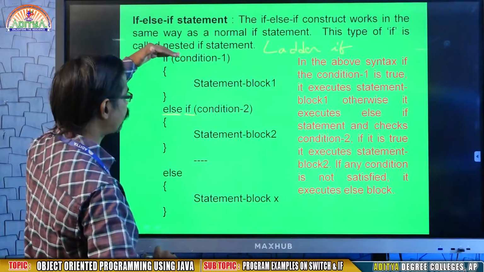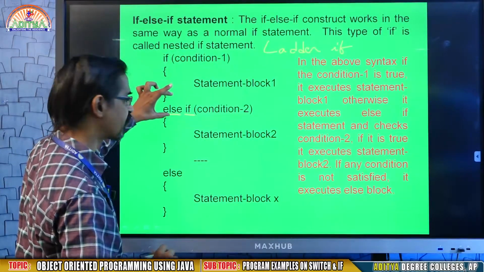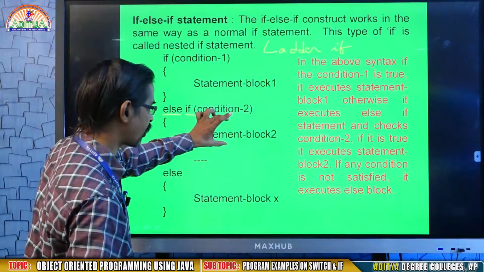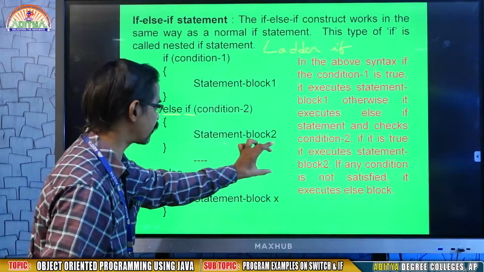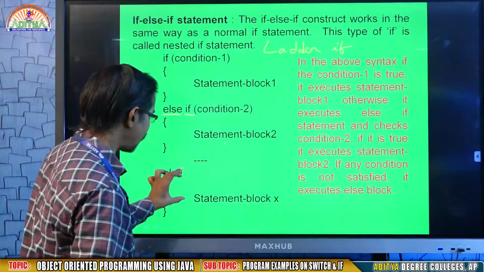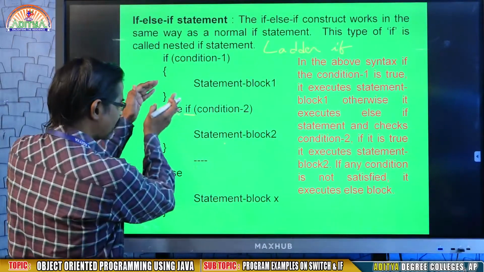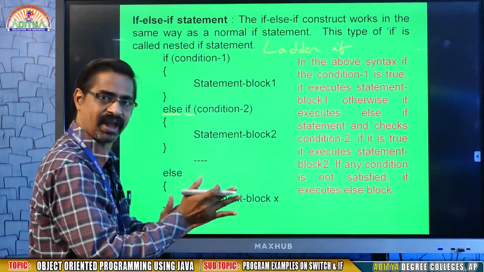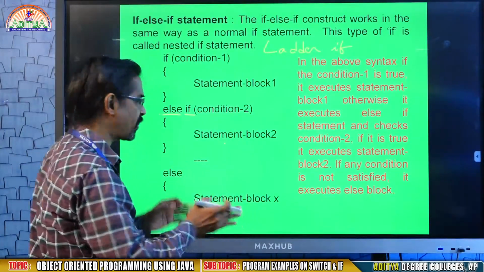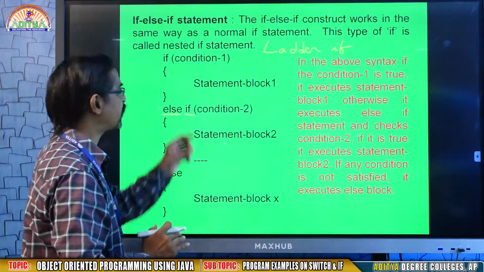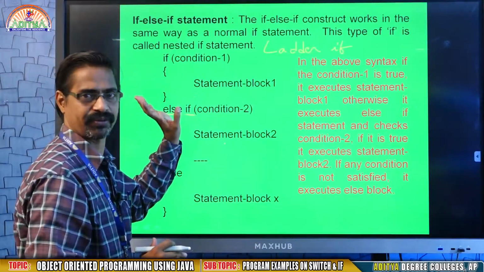So if condition 1, block of statements, else if condition 2, again block of statements, else if condition 3, block of statements, else if condition 4, block of statements. Just like a ladder with its steps, you may continue with different if statements in the else clause. That is the idea of this if else if.